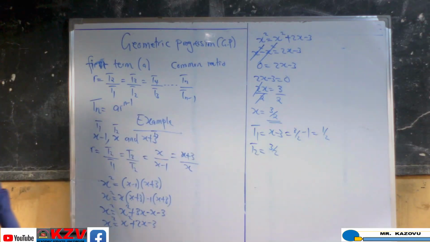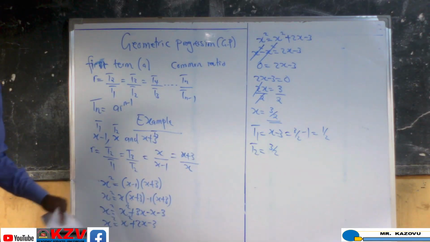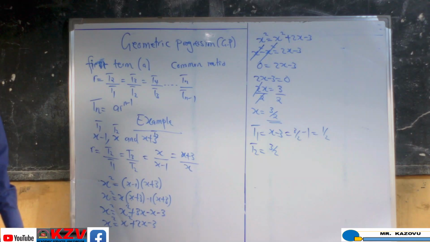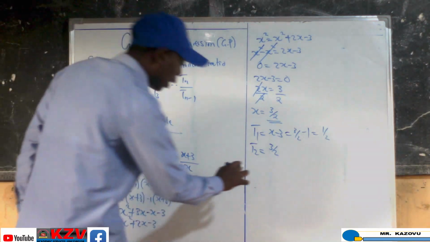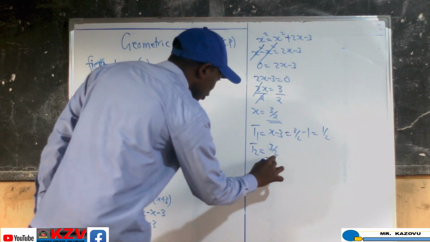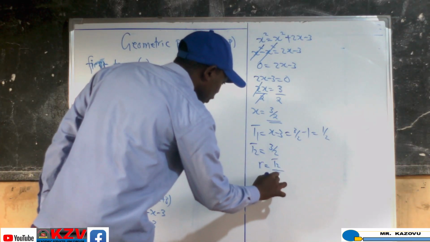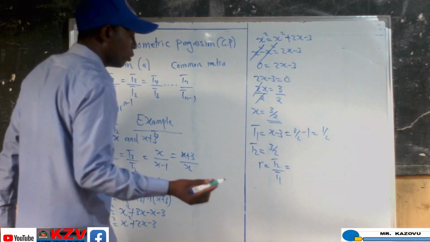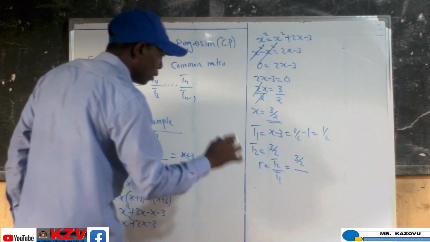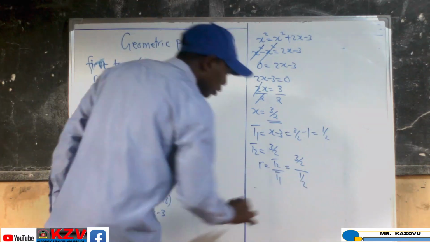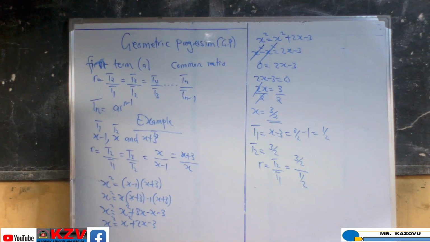Then we can use this one to find the common ratio. How? Ask me. How, Mr. Kazo? Very simple. A very good question. This is how you do it. So you say common ratio is equal to T2 over T1. But what is our T2? Our T2 is 3 over 2. Over, what is our T1? Our T1 is 1 over 2. Is that okay? Yes, sir.